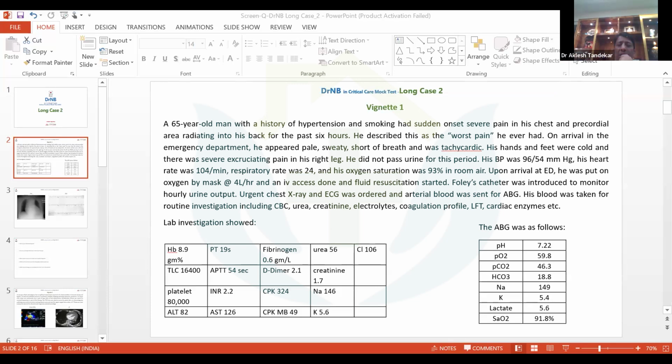Okay, so what do you think is the possible pathology here? What is your differential diagnosis? Sir, my differentials are acute coronary syndrome and acute aortic dissection with multi-organ involvement in the form of DIC, AKI, ischemic hepatitis. Okay, great. So this is the X-ray of this patient.